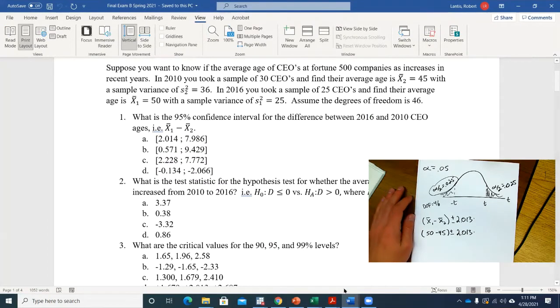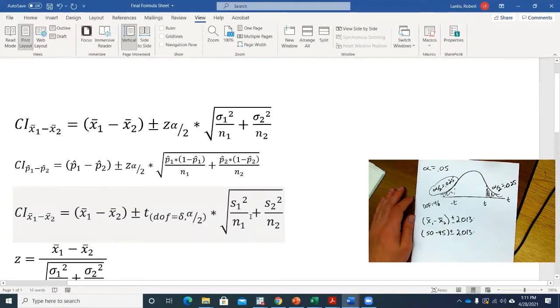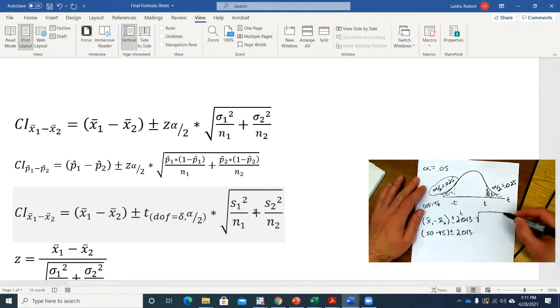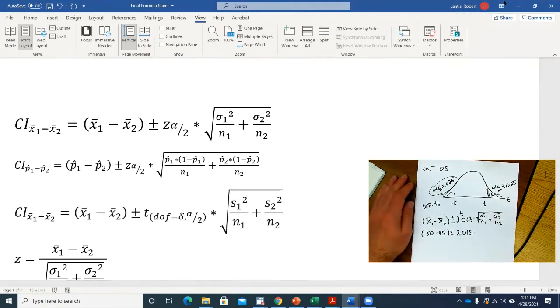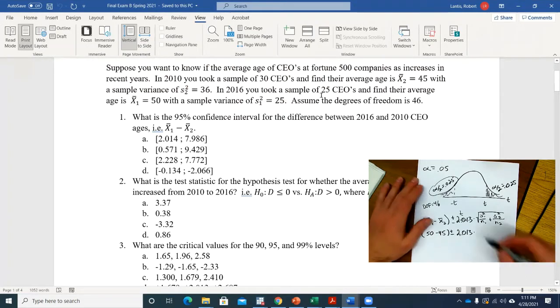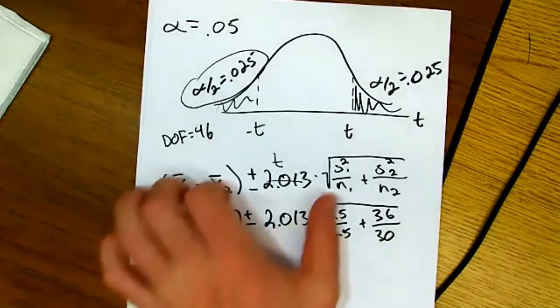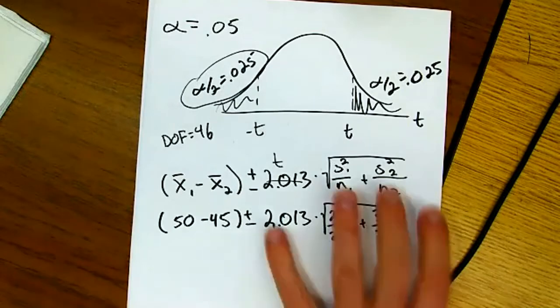Then I just need to get this final part. First group, sample variance over its sample size. Second group's sample variance over its sample size. Now it's just a matter of grabbing those from up here. For group 1, variance is 25, sample size is 25, that's convenient. Variance was 36, sample size was 30 for the second group. All I've really done is plug my values into that confidence interval equation, and I had to look up that t-value.